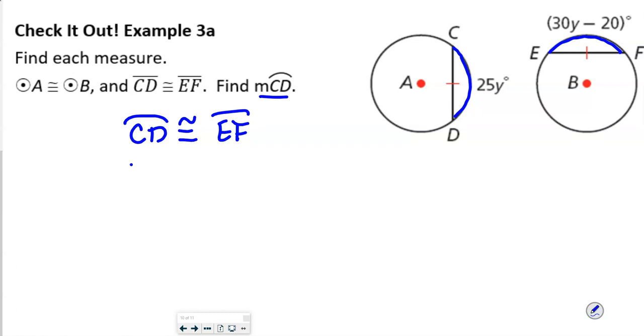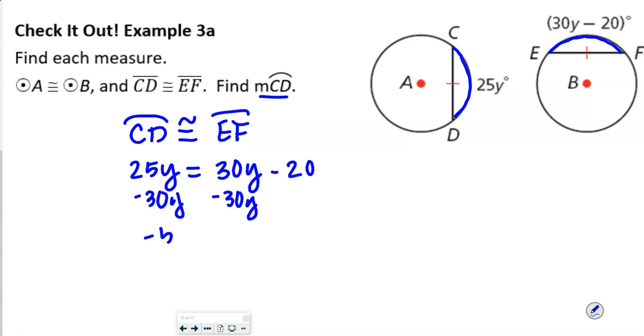So once again, we're going to say 25y is equal to 30y minus 20, okay? So in this case, I'm going to subtract the 30y from both sides. That's going to give me negative 5y is equal to negative 20. Then I'm going to divide both sides by negative 5. Remember, when you divide a negative by a negative, it gives you a positive.